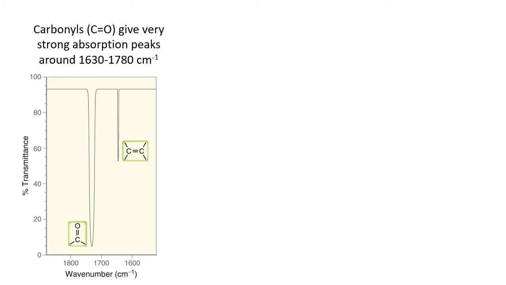Now, carbonyls, or C double bond O's, give very strong absorption peaks at around 1630 to 1780. Now, these are some of the peaks that we are able to see very easily on an IR spectrum. So again, a strong peak is going to be one that comes further down on the IR spectrum. So this peak here is exactly what we would expect a carbonyl to look like. So C double bond O tends to be very strong, coming further down on the graph. Something else that's a double bond, such as a C double bond to a C, is going to be a little weaker signal, so the peak's not going to come as far down.